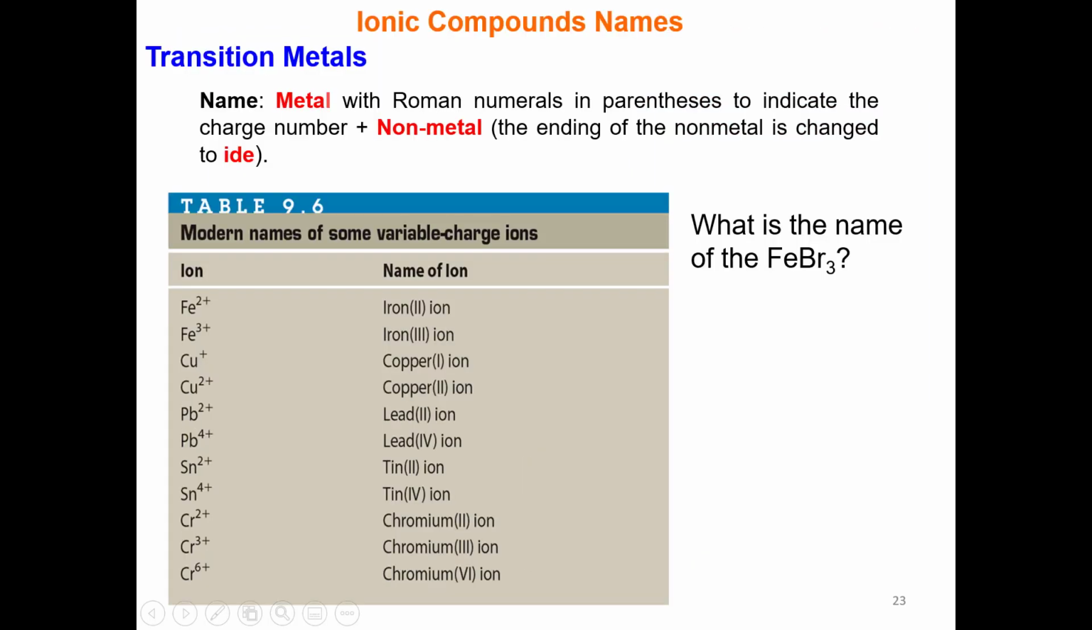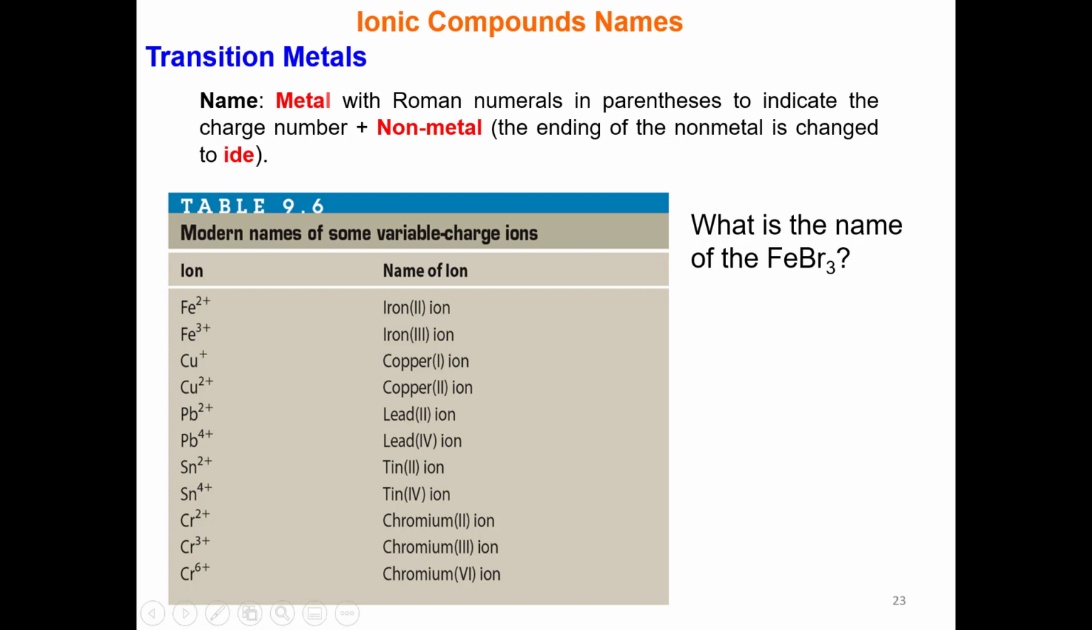Then in this case, we need to do something when we name the compound. We need to do something to know if the iron in the compound is positive 2 or is positive 3. Then if any transition metal is in the compound, yes, we need to be careful to write the name in the correct way. Then what is the rule?